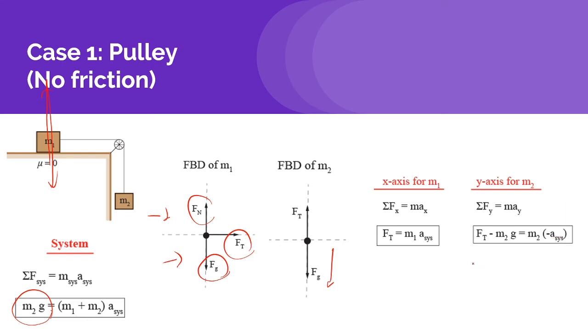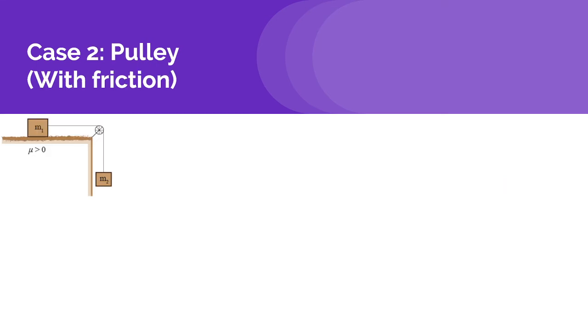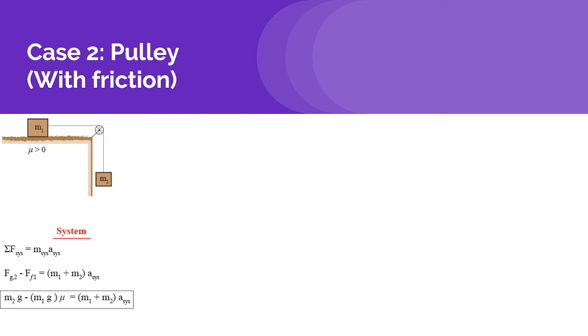So we are basically having a motion in the y-axis for M2. So there are two forces. Ft goes up, M2g goes down. Here, one thing that you need to be careful about: since the system is moving down, your acceleration for the second object will be a negative value. If there's a friction, then what's going to happen?